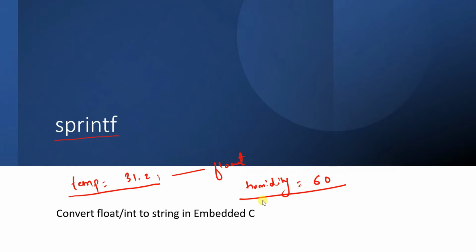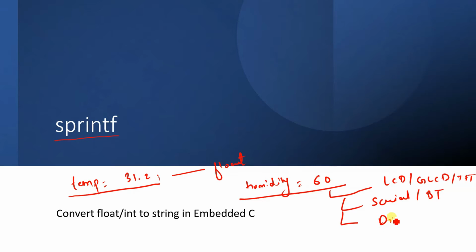Now, whenever you want to print a variable on a display, on screen, or on any such platform, for example, in embedded systems, we have LCD or GLCD or TFT, or a serial port or Bluetooth or something like that, or for that matter, any kind of standard display device.